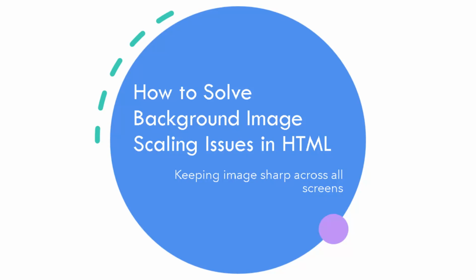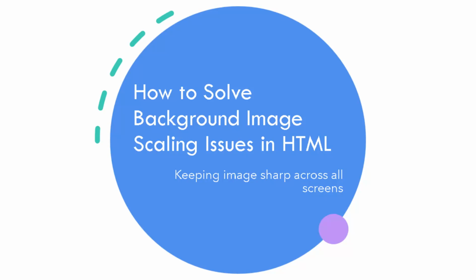Have you ever noticed how a website can look crisp on some screens but blurry or pixelated on others? If you have watched our previous video on media queries, you'll remember we used media queries to adjust layouts for different screen sizes. Today we are tackling a different issue, making sure your background images stay sharp and clear even on high DPI and large screens.